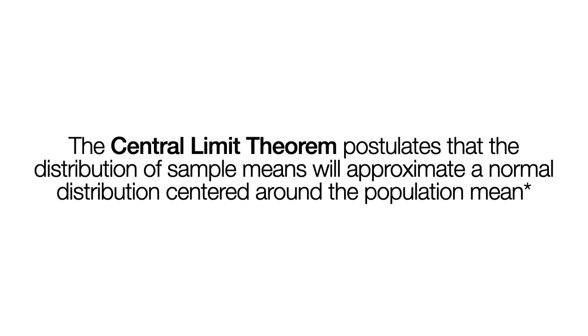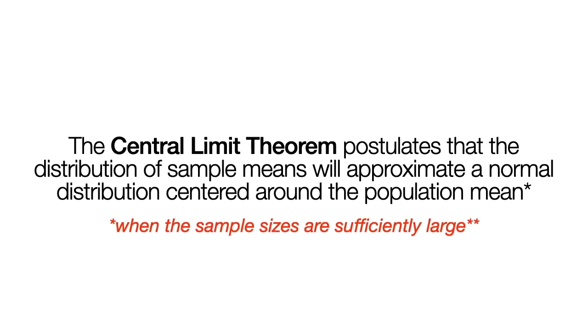The central limit theorem, therefore, asserts that the sampling distribution will approximate a normal distribution centered around the true population mean. However, the CLT only applies to samples that are sufficiently large. What's large? Well, the magic number for large is often quoted to be 30. In a sense, this is arbitrary, but it isn't exactly.